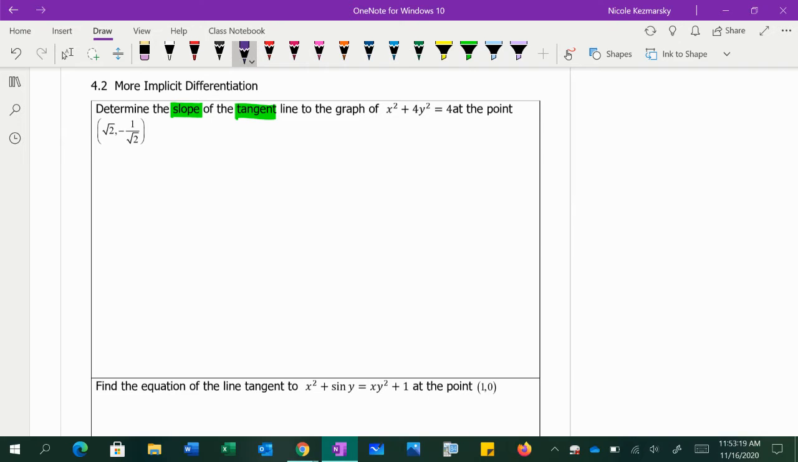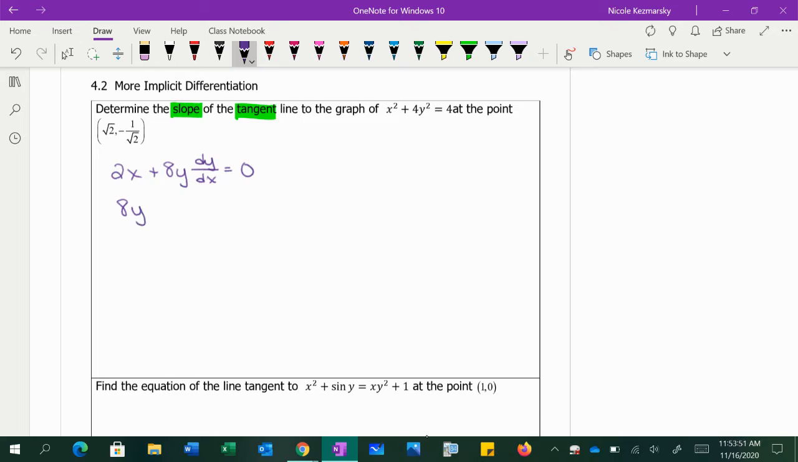So let's take the derivative of the equation that we have. The derivative of x squared is 2x. The derivative of 4y squared is going to be 8y, and then dy dx because we have the derivative of a y. And then the derivative of 4 is 0. So we're looking for dy dx because it says look for slope. Slope is derivative. So let's go ahead and find the dy dx value.